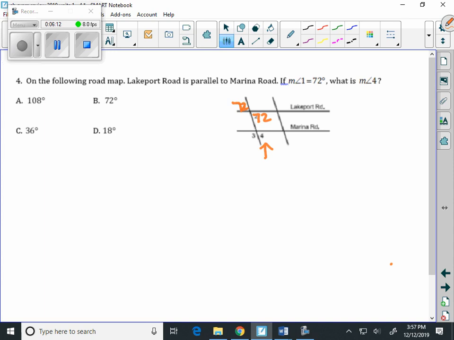Well, 72 is underneath Lakeport Road, which is parallel to Marina Road. Number 4 is underneath Marina, which means that 4 is also 72. Those are corresponding angles, and corresponding angles are congruent.